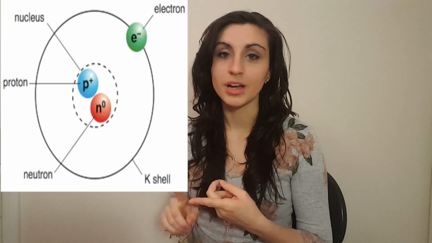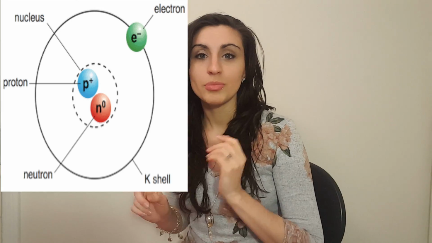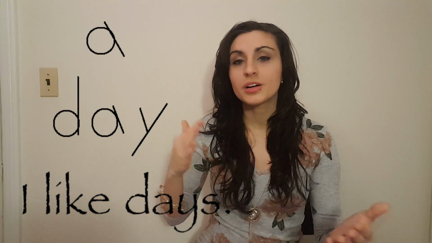Now you can break down a letter to just lines and curves, and you can break down atoms even more to the protons, electrons, and neutrons, but that's for a different video. Now in the English language, we combine letters to make words, and then we can combine words to make sentences, and combine sentences to make stories.